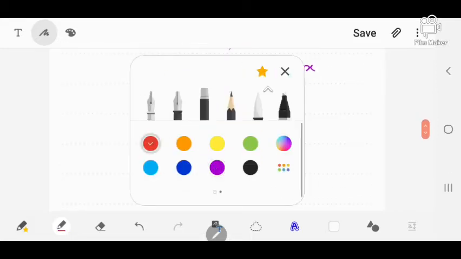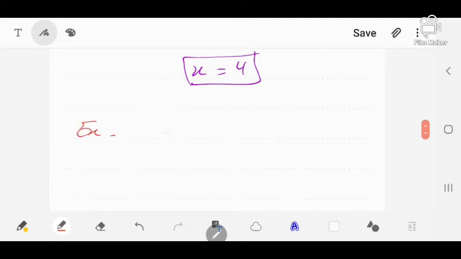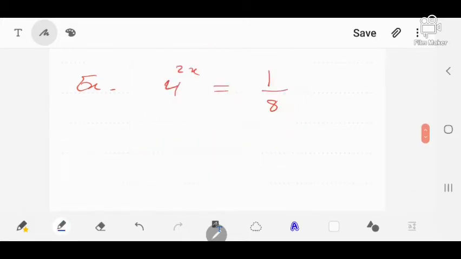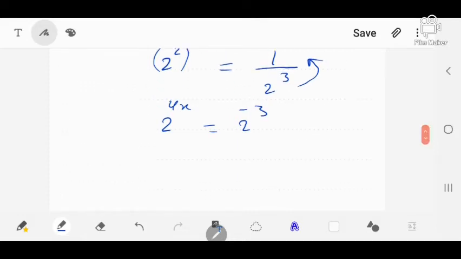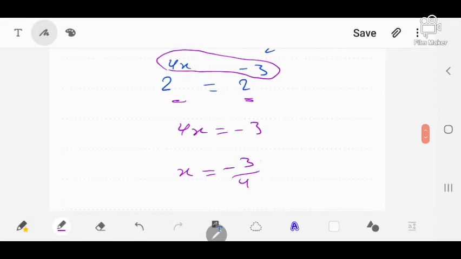Okay, what if we have 4 to the power of 2x equals 1 over 8? Now what should I do? I have to think the same way. So 4 is 2 squared all to the power of 2x equals, don't get scared because 8 is in the denominator. We have properties of exponents, so we have 2 to the power of 3 in the denominator. To take it up, it will be 2 to the power of negative 3. So this will be 2 to the power of 4x equals 2 to the power of negative 3. Again, we have same bases, which means exponents are equal. So 4x equals negative 3, which means x equals negative 3 over 4.